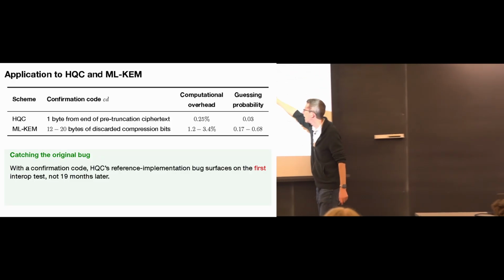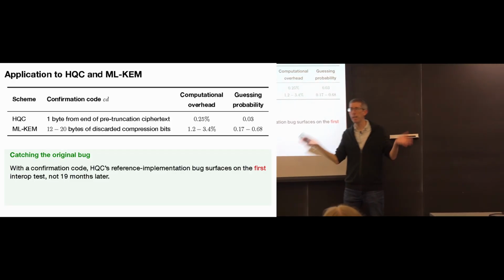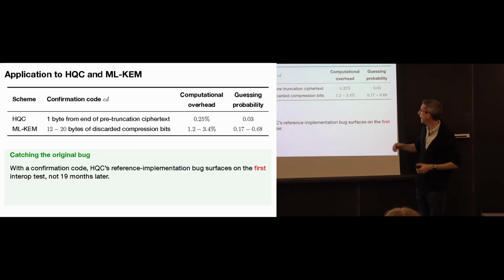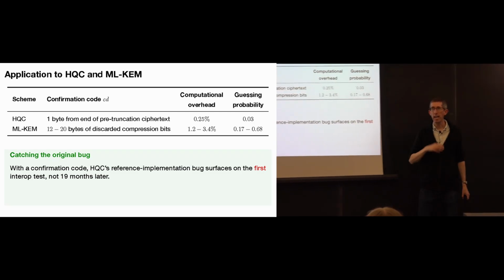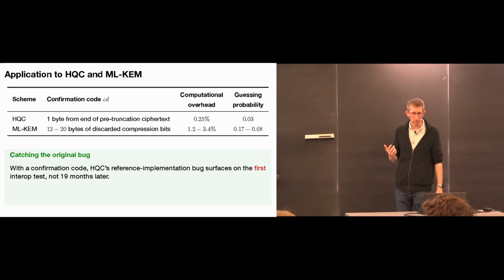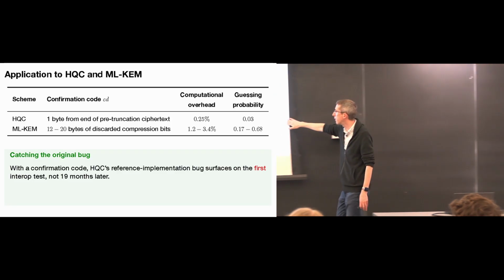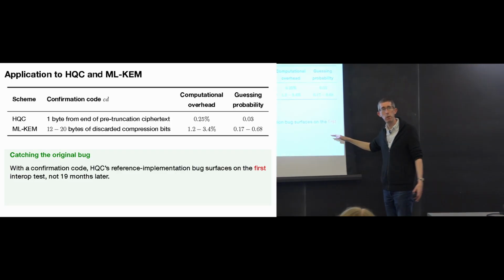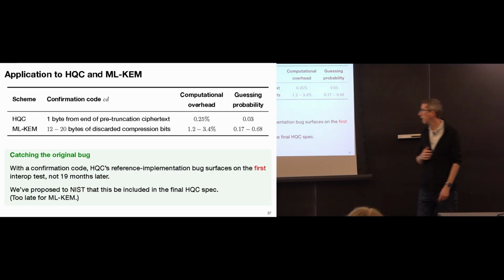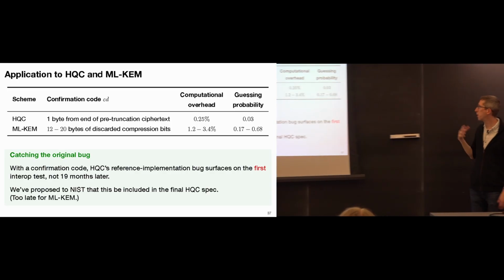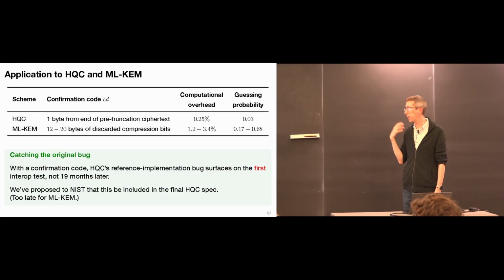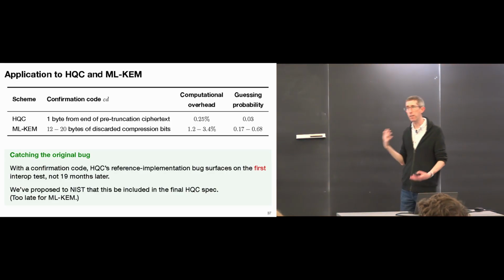And for HQC, they also have a compressed ciphertext where you just drop off portions of it. And again, we can use that, which adds very little overhead and is quite unpredictable. And if we had used this in the original HQC implementation, then we would have detected the bug immediately rather than 19 months later. Right? And so we proposed to NIST that this should be included in the final spec for HQC. Although it's too late to do this for MLChem, it's already standardized.